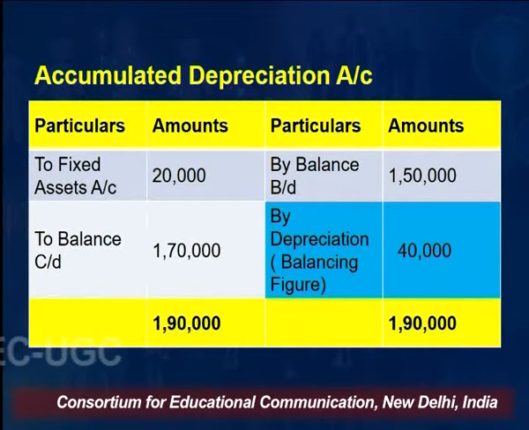Now we shall move on to the next point, that is accumulated depreciation account. Still I am running in the working note only. Accumulated depreciation account is a credit account, it belongs to the liability side, and liability always has a credit balance. So on the credit side, the opening balance of rupees 1,50,000 is written. On the debit side, it is closing balance rupees 1,70,000.